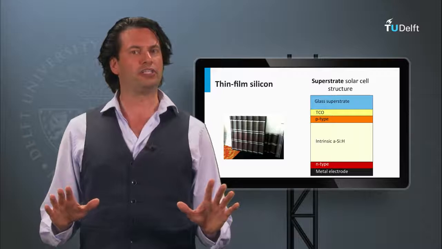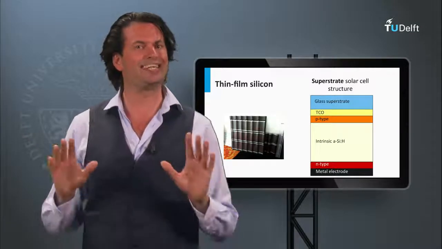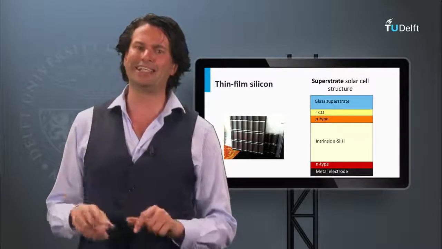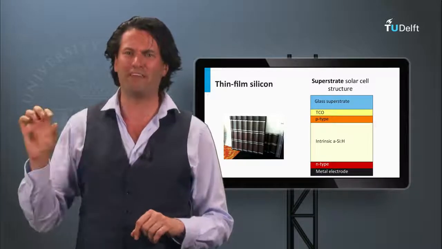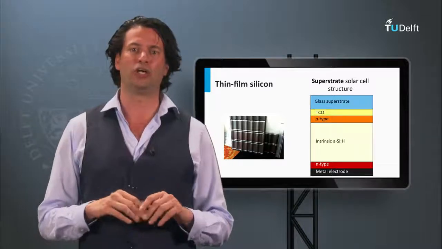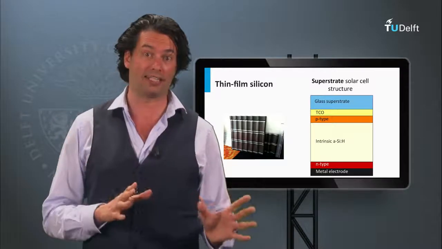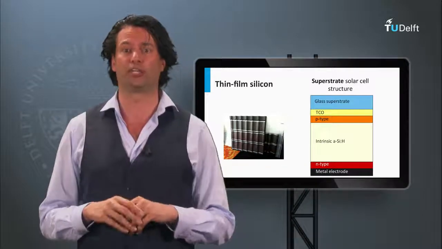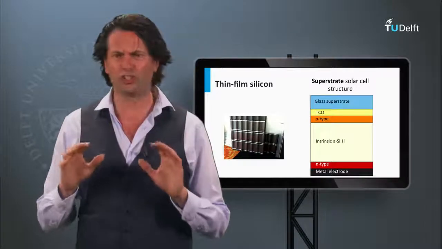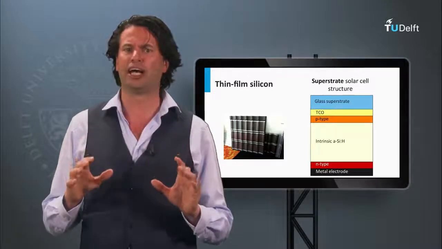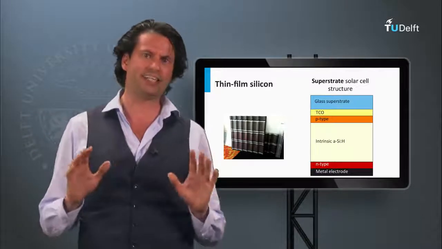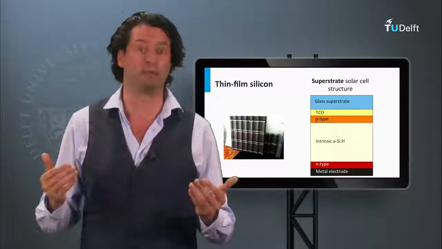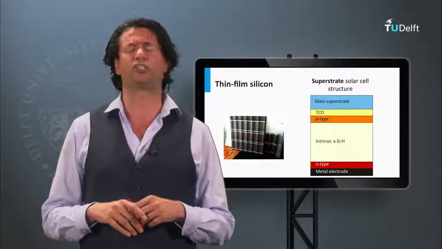Another PV technology based on silicon is thin film silicon. In this case, no crystalline silicon wafers are used, but very thin layers of silicon which are deposited on glass or a flexible substrate. The silicon does not have the same lattice structure and can be amorphous or nanocrystalline. This technique belongs to the second generation PV technology and will be discussed in week 5.